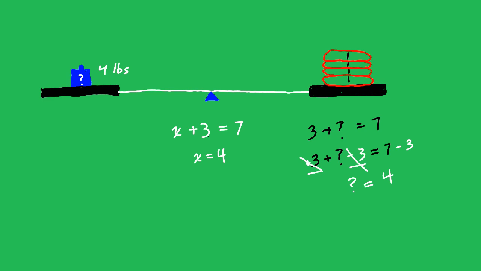Now this is an intuitive concept with a scale, right? If you add more to one side, you have to add the same amount to the other side. If you take away some from one side, you have to take away the same amount from the other side. You have to do this to keep the sides balanced, or with an equation, equal.